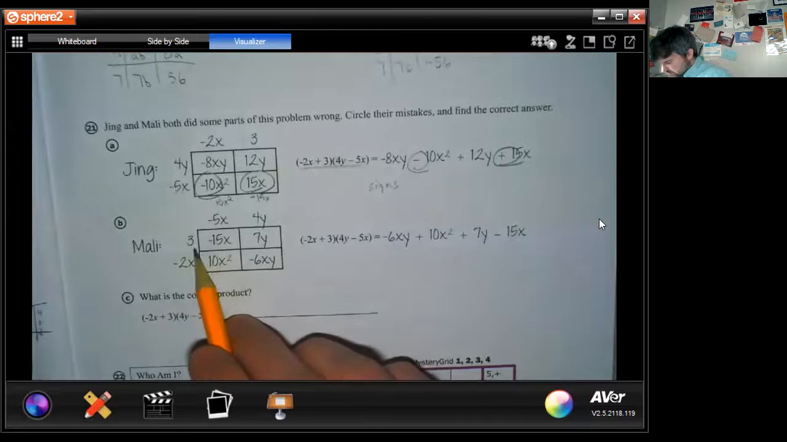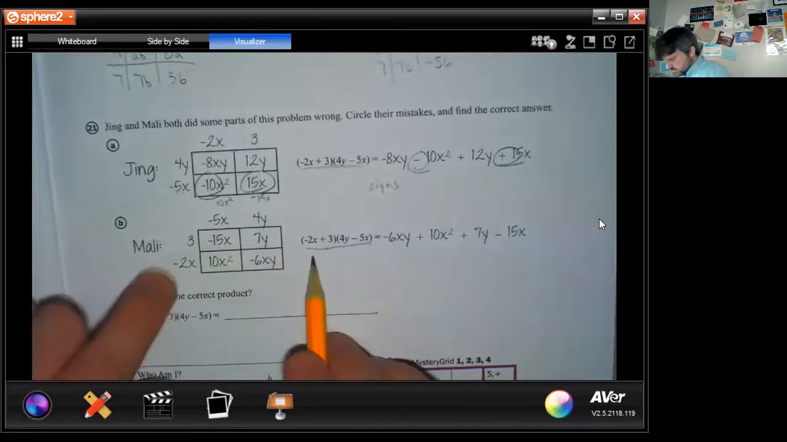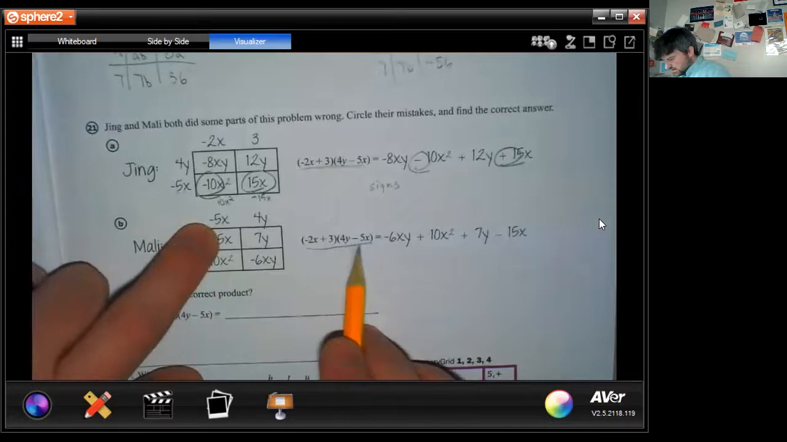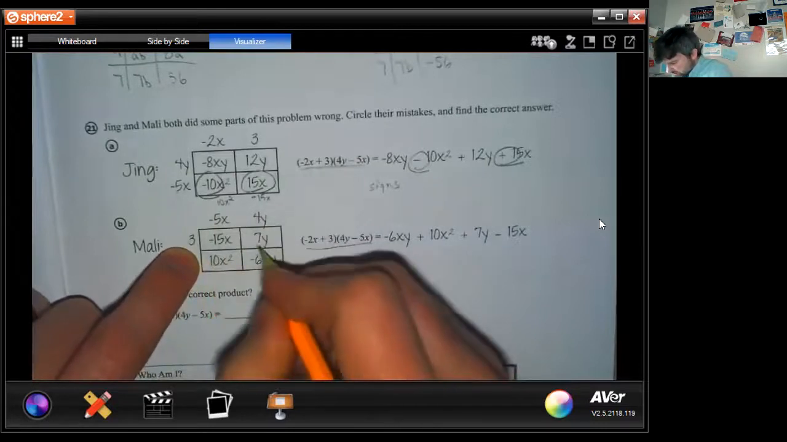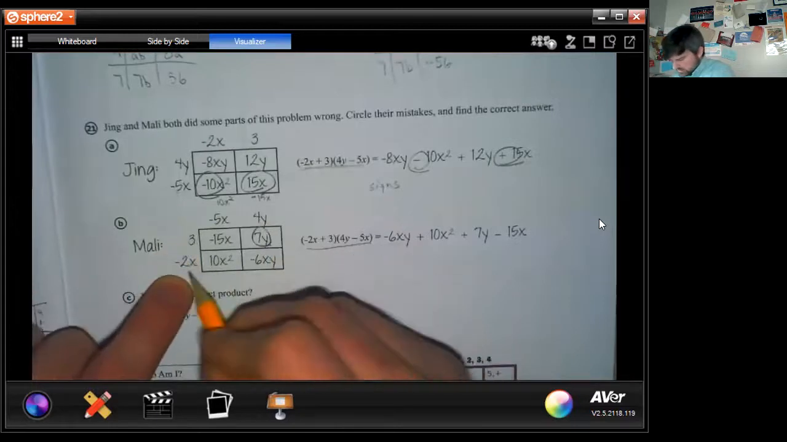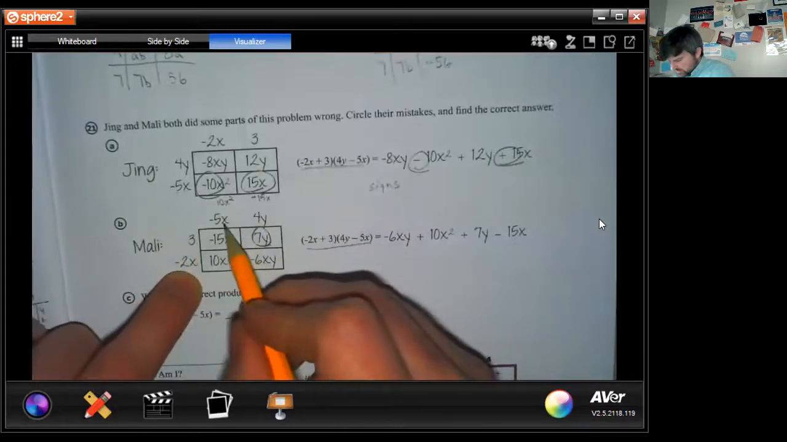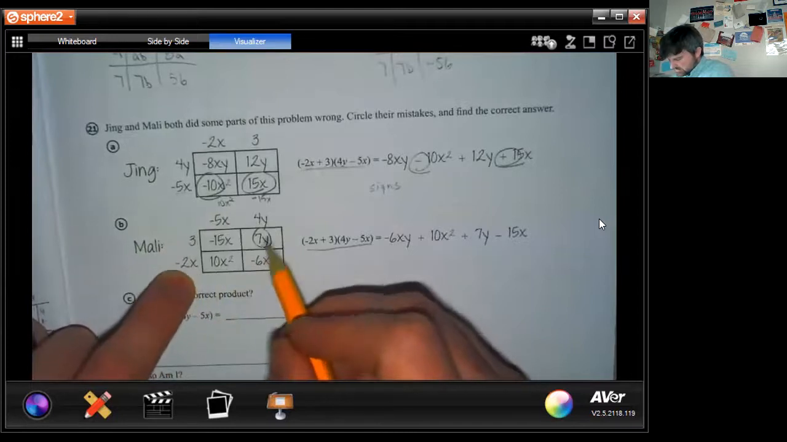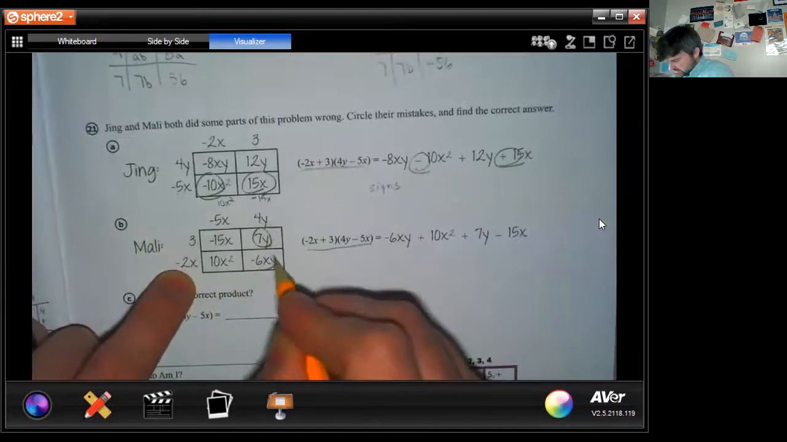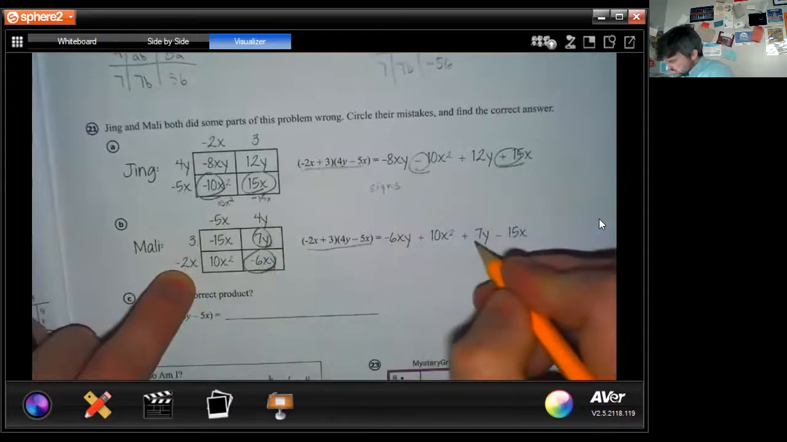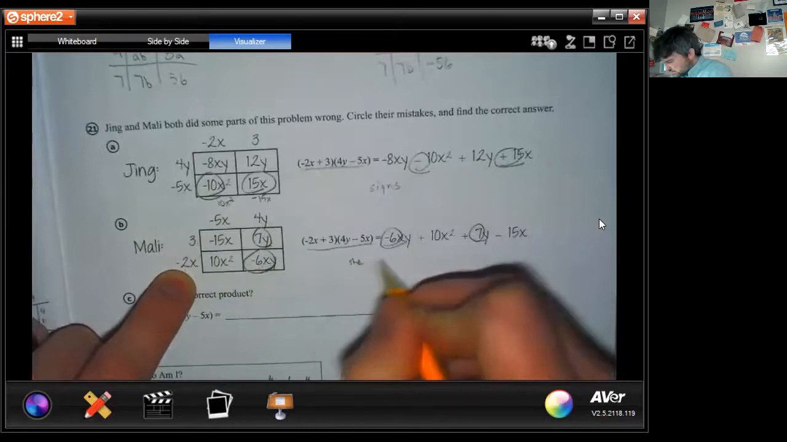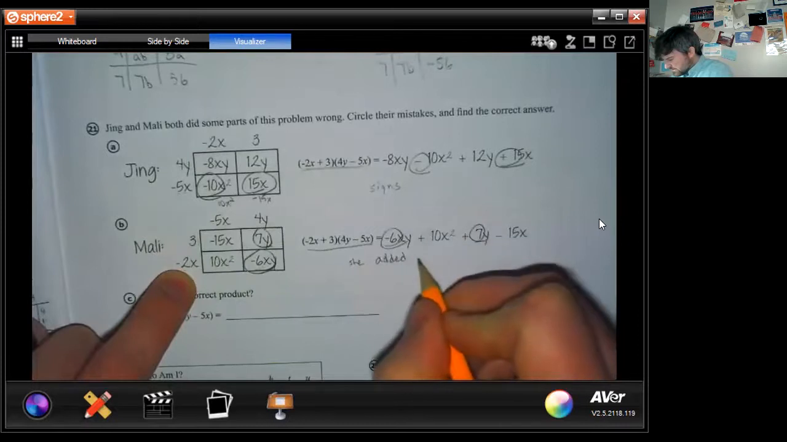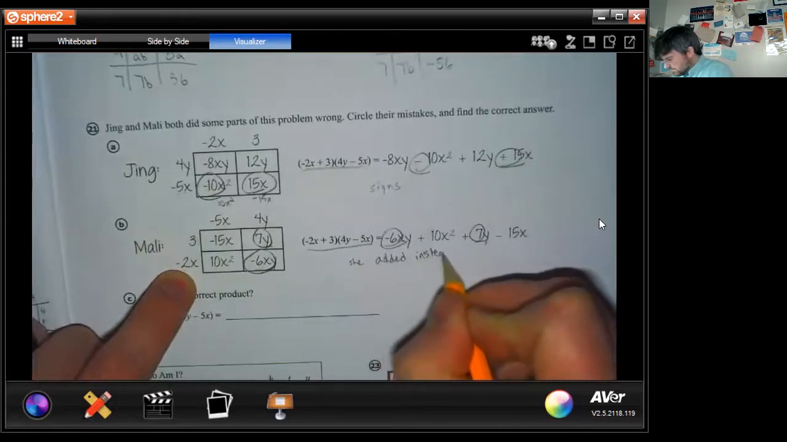So here's again what was multiplied, the same thing. So -2x, 3, -5x, 4y. So they got 15x here. 3 times 4 should be 12 right here. -2x times -5x, that's 10x squared. -2 times 4 should be -8. So this is wrong. Looks like they added there. So this is wrong and this is wrong. They added, or she added, instead of multiply.